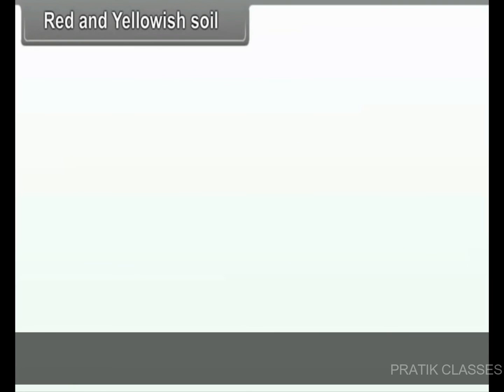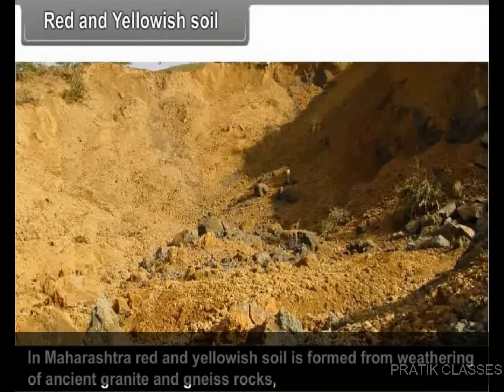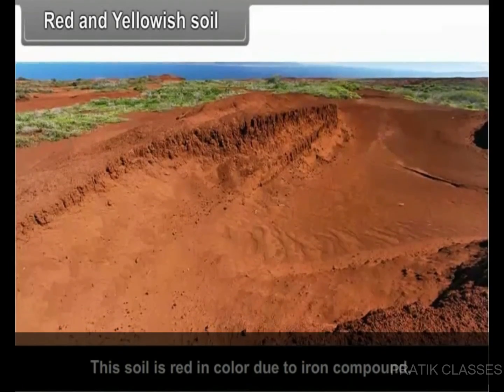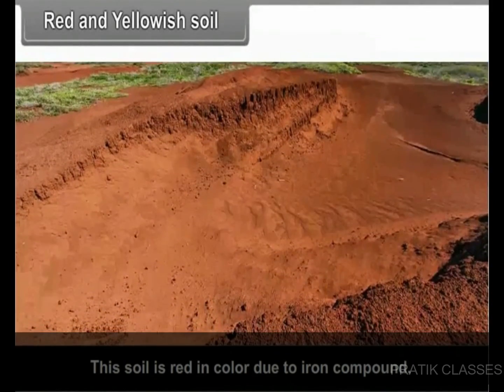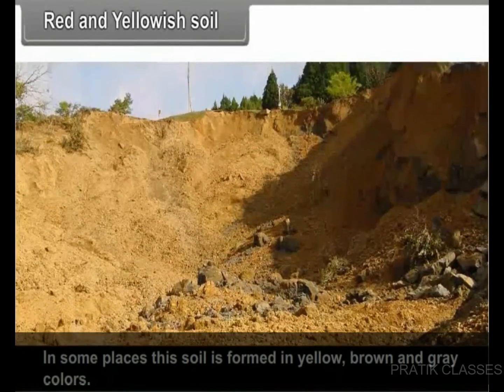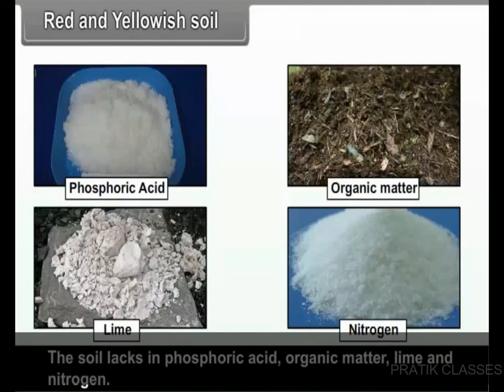Red and yellowish soil. In Maharashtra, red and yellowish soil is formed from weathering of ancient granite and gneiss rocks. This soil is red in color due to the iron compound. In some places, this soil is formed in yellow, brown, and grey colors. The soil lacks phosphoric acid, organic matter, lime, and nitrogen.